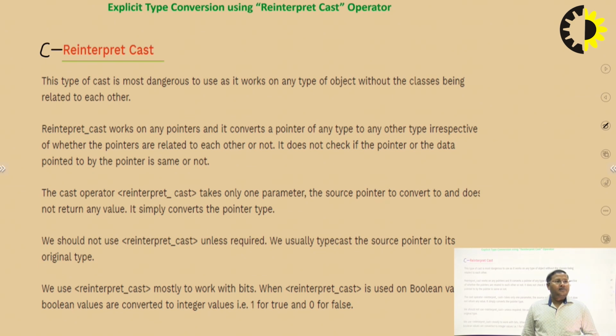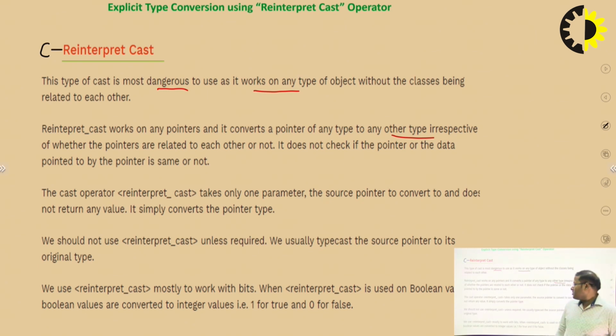Now next is reinterpret cast. This type of cast is most dangerous, so it is used very rarely, and it works on any type of object without the classes being related to each other. Reinterpret cast works on any pointers, and it converts a pointer of any type to any other type irrespective of whether the pointers are related to each other or not. It does not check if the pointer or the data pointed to by the pointer is the same or not.